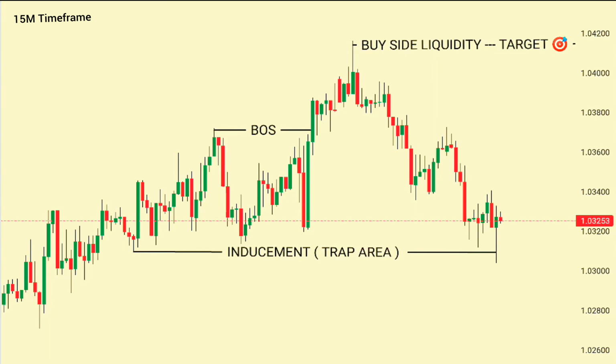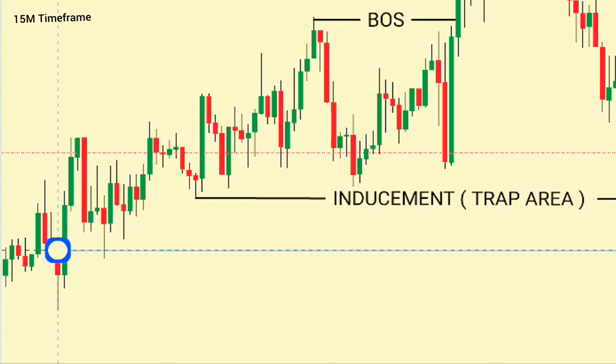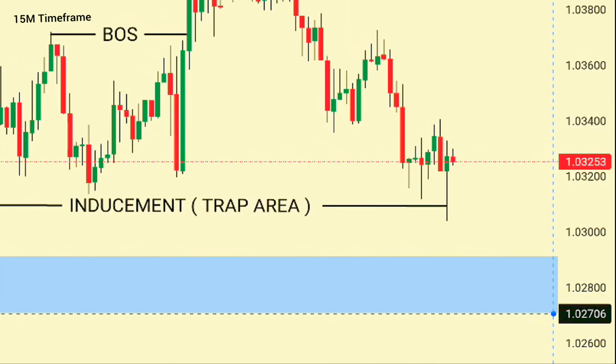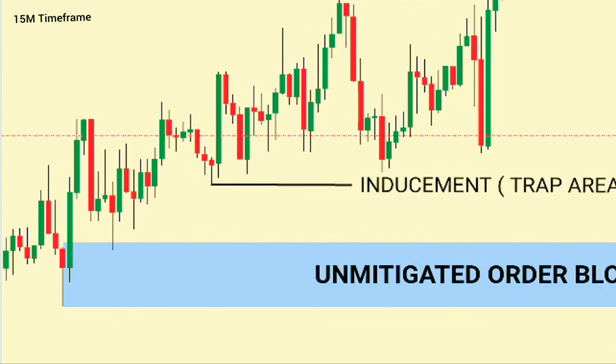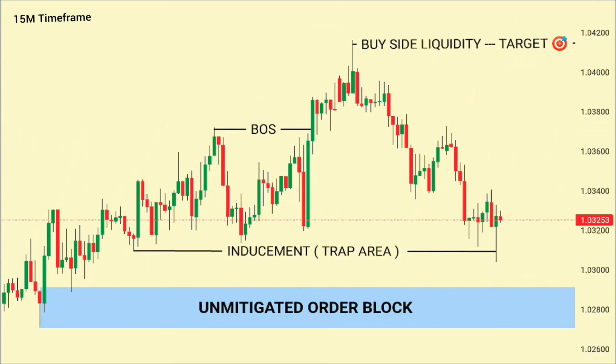Now watch this area carefully. This last bearish candle before the strong move up. This is your order block. You can see price already touched this zone once on the left side, but nothing really happened. That is important. It means this zone is active, but the real move has not started yet.